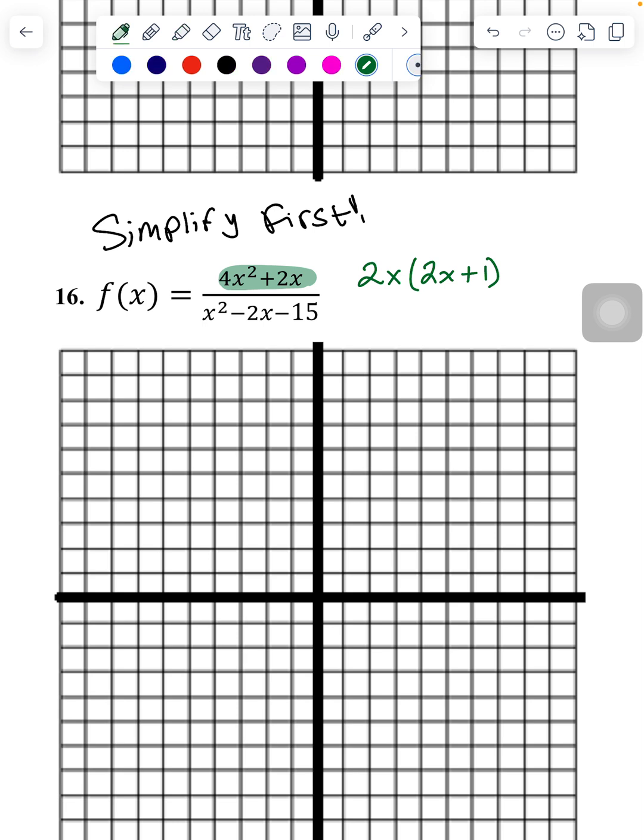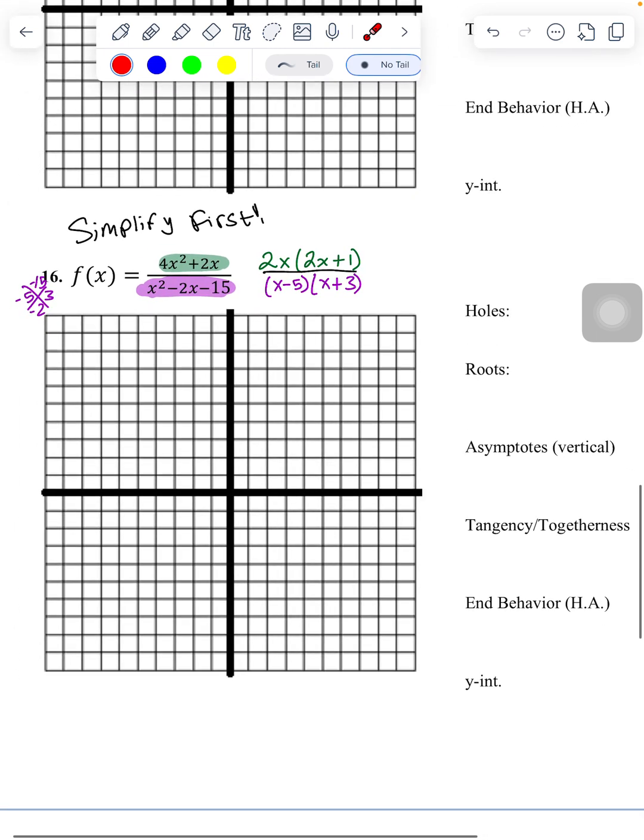On the bottom, I'm going to use the big X method, this is very similar to one that we did earlier. I'm going to big X that. So I have -15, -2, so -5, +3. So then I have x minus 5, x plus 3 on the bottom. Now, when I check for holes, I want to see the same set of parentheses on top, and I don't see that for either of those cases. So in my case here, I don't have any holes. So I say none.